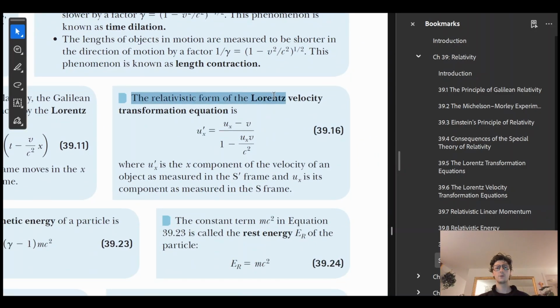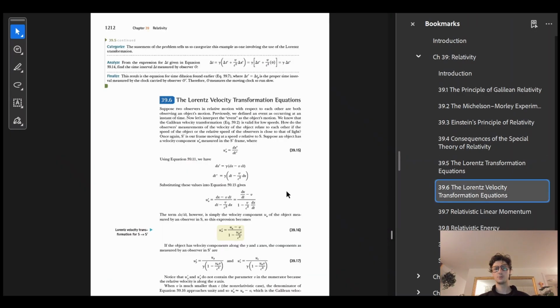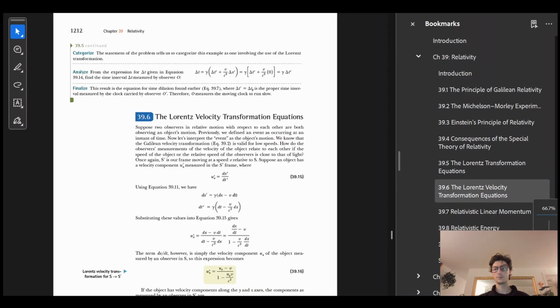The relativistic form of the Lorentz velocity transformation equation is this. It looks pretty crazy, but they tell you u prime is the x component of the velocity of an object as measured in the s prime frame, and ux is its component as measured in the s frame. What does this mean? Check out equation 39.16. You can go over here, Lorentz transformation equations, Lorentz velocity transformation equations. Pull up this section, right?